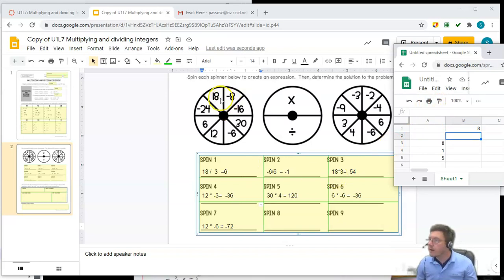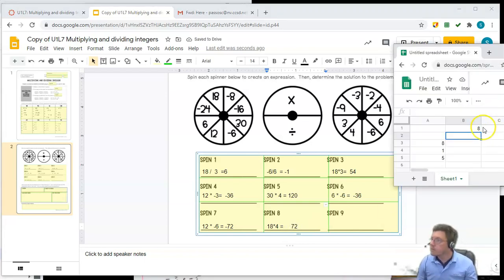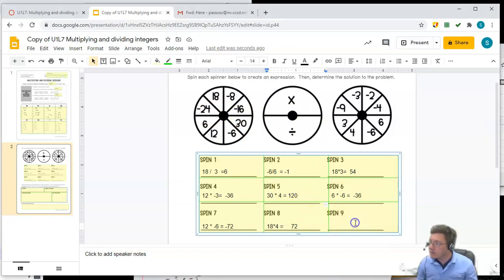8, 1, 5, so 18 times 4. 18 times 4 equals, let's see, that's 32, carry the 3, 4, 5, 6, 7. Positive 72. Lastly, let's check 9, 7, 1, 2. So that's going to be negative 24 times, number 2 is negative 4. Alright, a negative times a negative is a positive, so that's going to be 96.